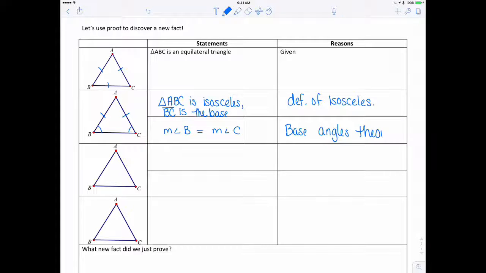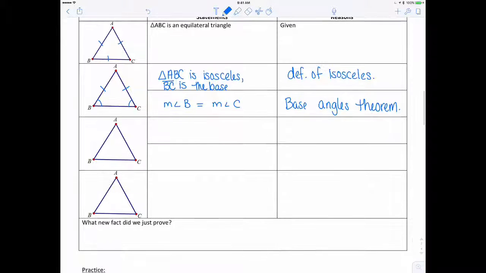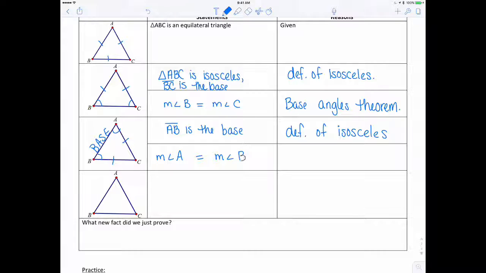All right, I'm going to do this whole process again, but focus on two different sides. So maybe this time we focus on AC being congruent to BC. Now this time we're going to say that AB is the base, again, based on the definition of isosceles. All right, if I'm focusing on AB as the base, then B and A are my base angles. So the measure of angle A is equal to the measure of angle B. And that again is the base angles theorem.